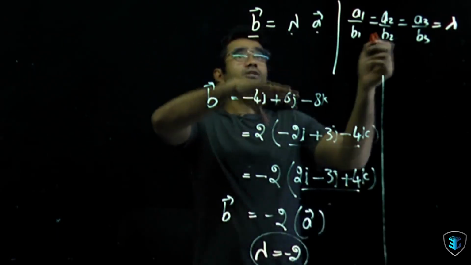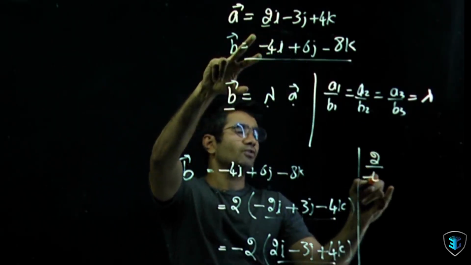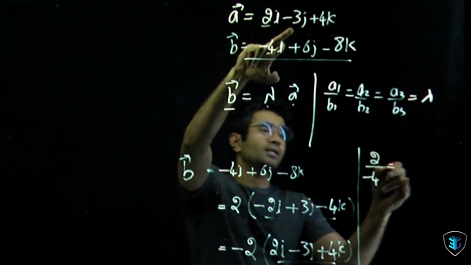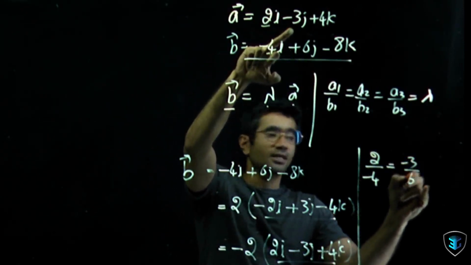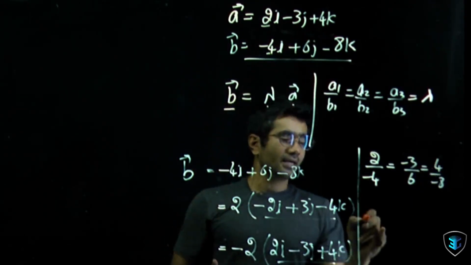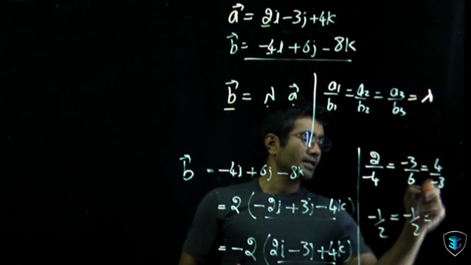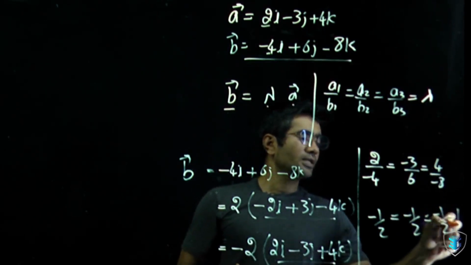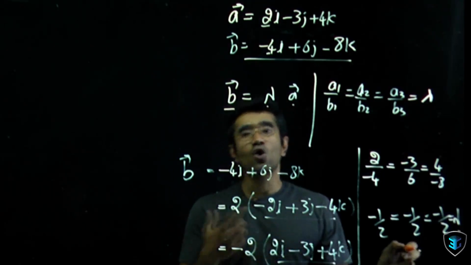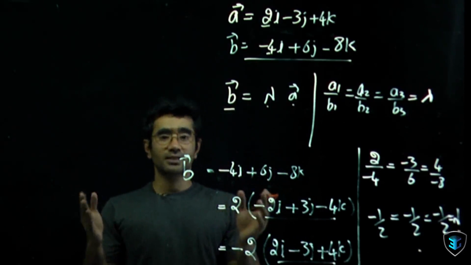Otherwise, I would try to do this. I would divide these and find the ratios: 2 over negative 4, and would that be equal to negative 3 over 6, and should that be equal to 4 over negative 8? See what I'm getting? I get negative 1 over 2 here, negative 1 over 2 here, and negative 1 over 2 here. It means they're all equal to some constant, and if that is happening, mathematically I say that vector A and vector B are basically collinear.